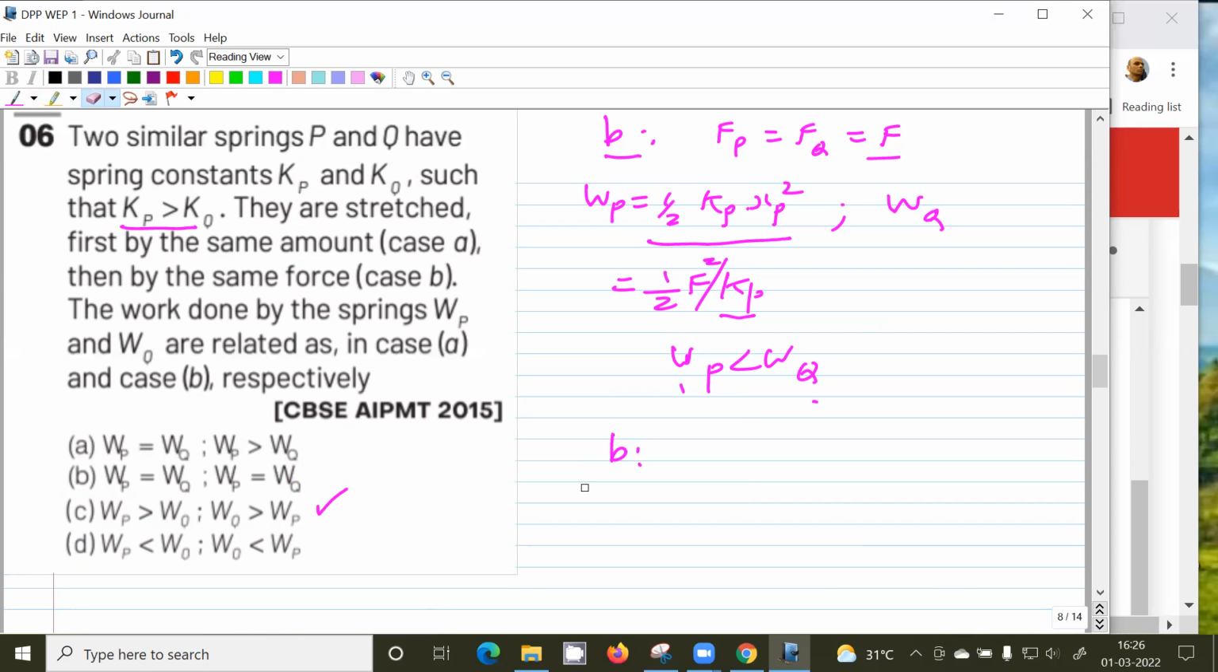So case A, this should be the same amount, right? So XP equal to XQ. Let me call that X. So in that case, WP is okay, X is same. So it's half Kp x square. So WP is greater, so Kp is greater, so WQ should be greater than WQ.